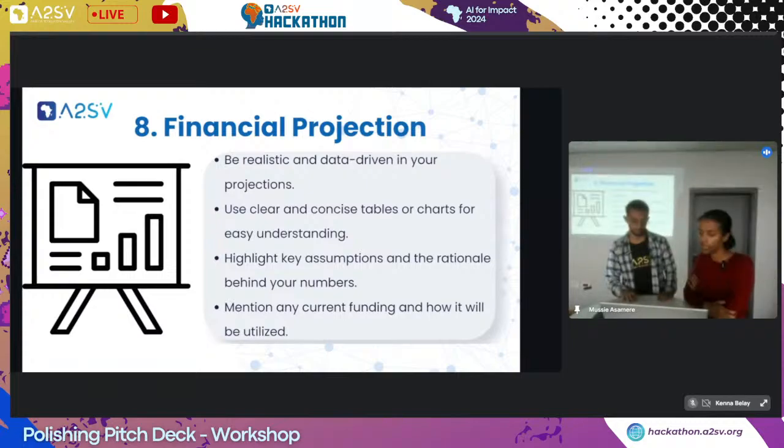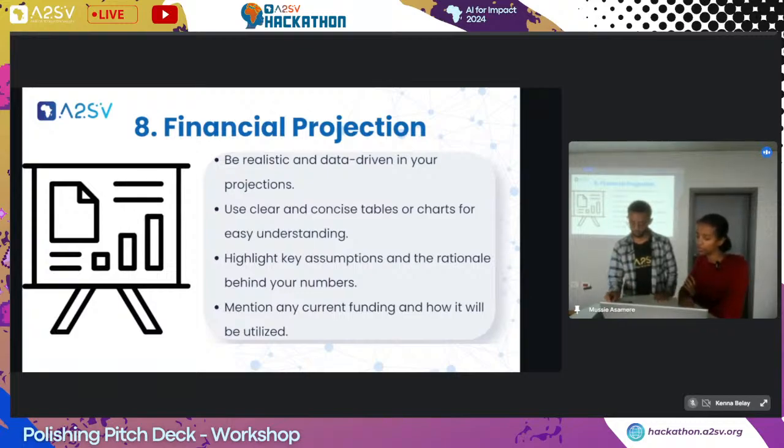So next we have our financial projections. Here we really want to focus on giving data-driven projections, and we also want to make them realistic. We want to have some kind of visual, like a table or a chart, that makes it easier to understand for the audience, for the investor or partners, or anyone you're giving this pitch deck to. So it's important to have these visuals.